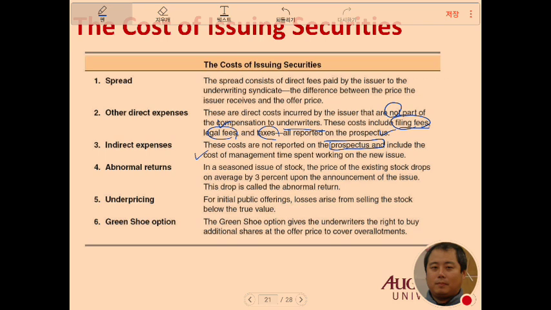Abnormal returns: in a seasoned issue of stock, the price of existing stock drops on average 3%. So it means that there are some abnormal returns because they lose value, right? That's the cost. Underpricing: for an IPO, losses arise from selling stock at a low price. So that's another loss. And Greenshoe options give the underwriter the right to buy additional shares at the offer price to cover over-allotments, and that's also a cost of issuing these securities.